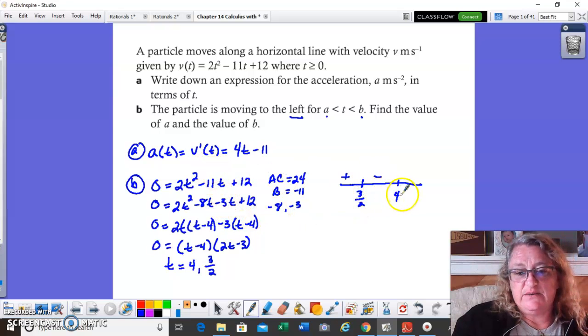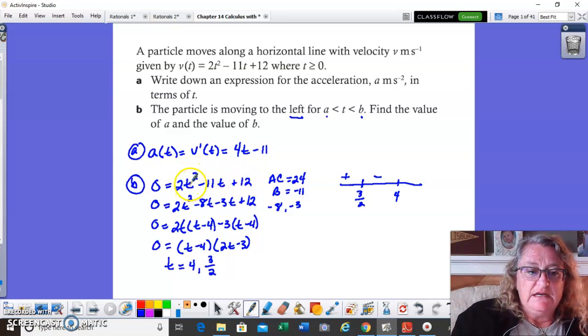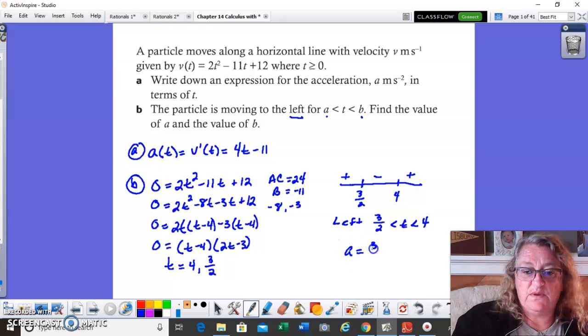And then I'm going to test the number after 4, which would be 5. So t squared would be 25 times 2 would be 50. So 50 minus 55 would be negative 5 plus 12. That's a positive number. So I know that it is moving to the left when velocity is negative, and velocity is negative between those two values. So it is moving left between 3/2 and 4. So that tells me that A is equal to 3/2 and B is equal to 4.